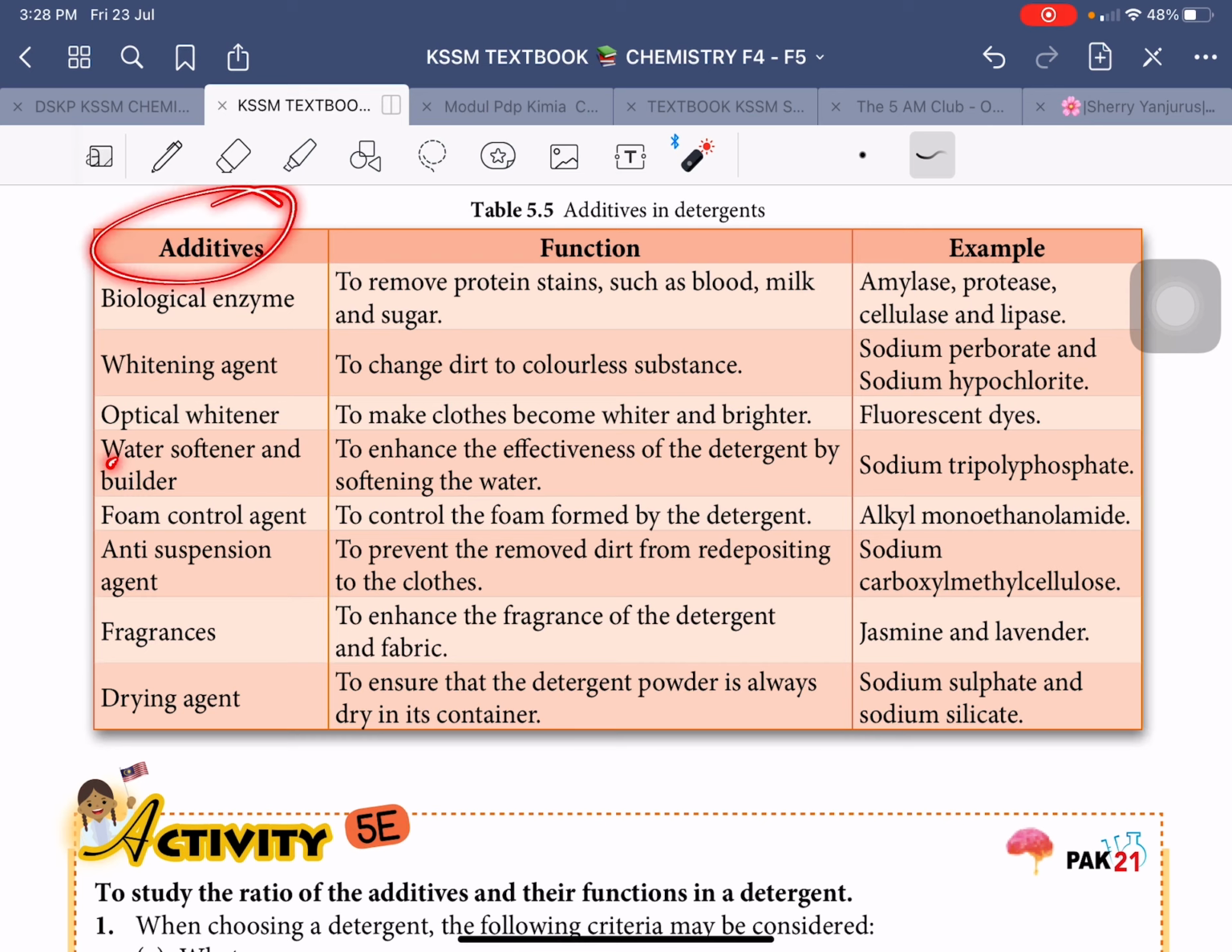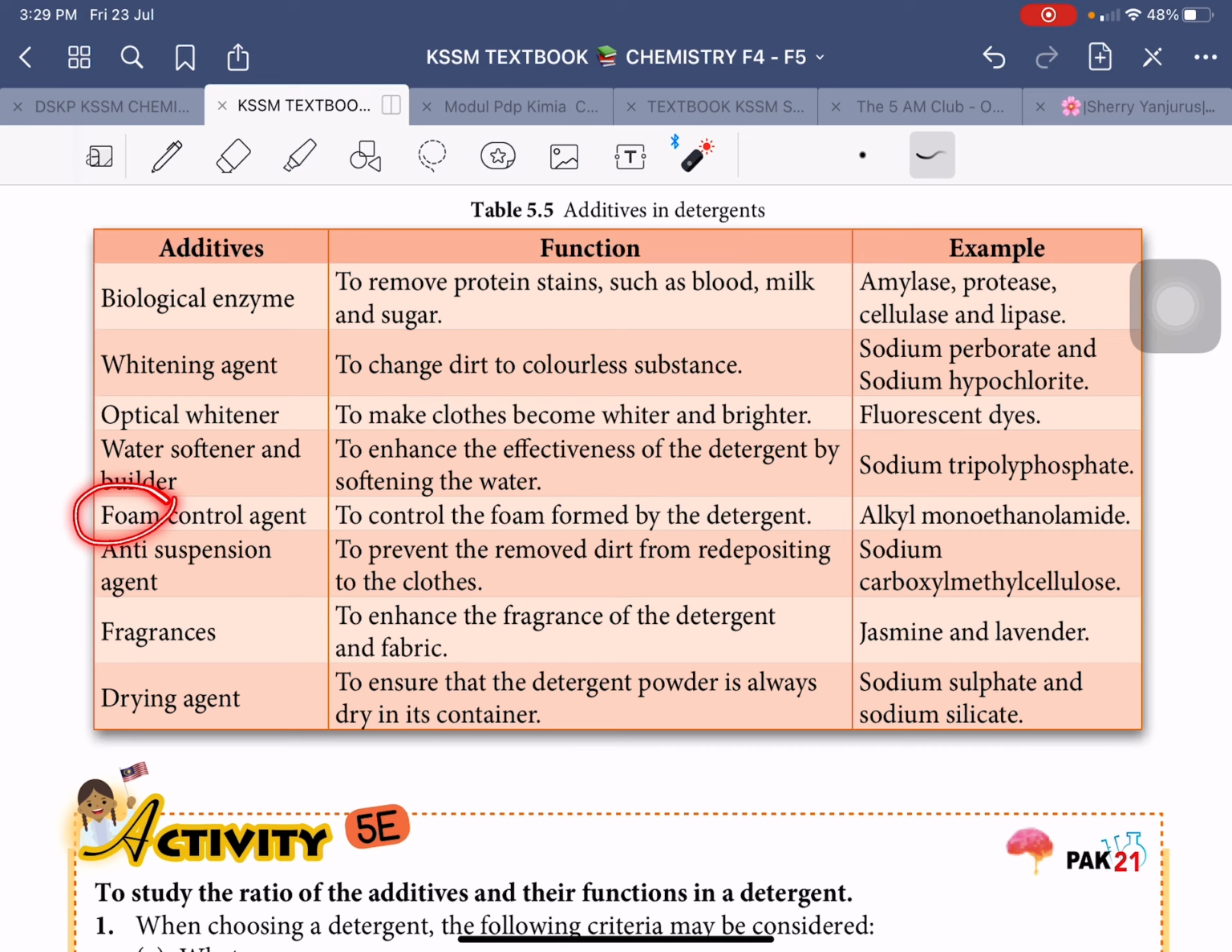Next additive is water softener and builder. Water softener, to enhance the effectiveness of the detergent by softening the water. Kan just now we already learned that kita ada 3 jenis water, acidic, hard water and soft water. So for hard water boleh kasih soft. Macam mana? There's an additive yang dipanggil water softener. Apa contohnya? Sodium tripolyphosphate. Try to read behind the ingredients dalam kamu punya sabun. You can find that. I mean detergent.